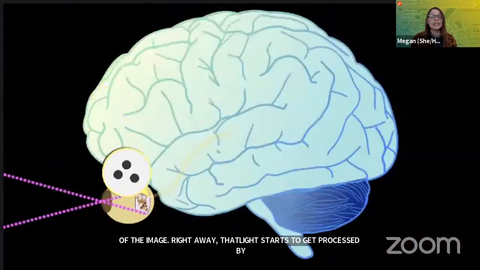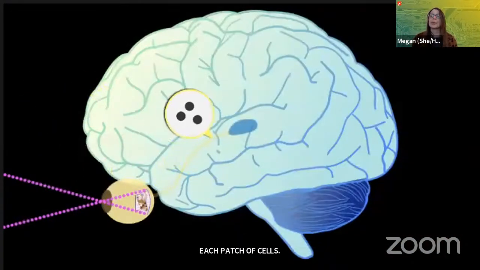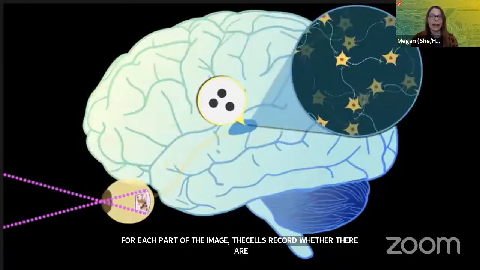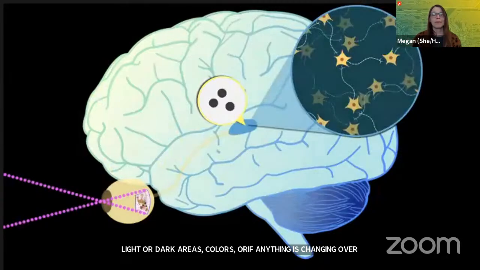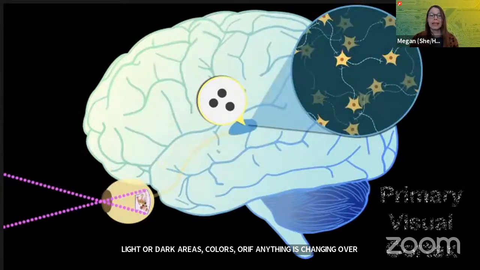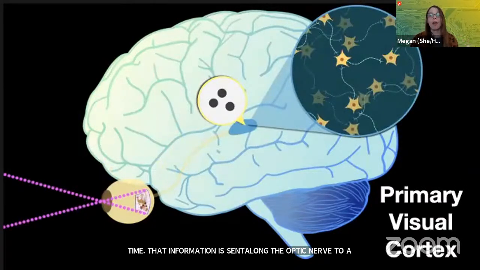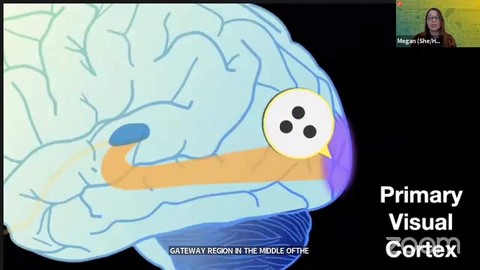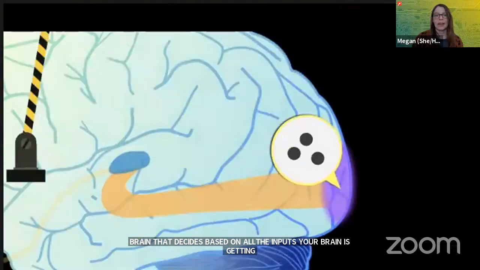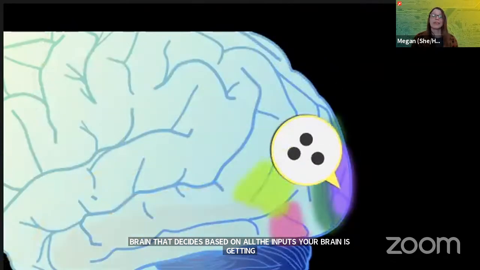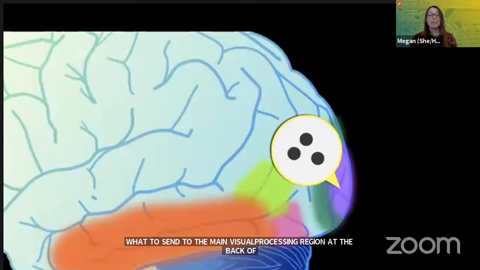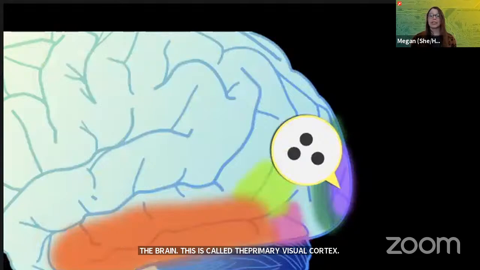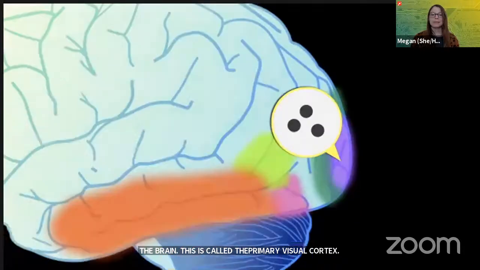And that information is then sent along the optic nerve to a gateway region in the middle of the brain that decides, based on all the inputs your brain is getting, what to send to the main visual processing region all the way at the back of the brain. And this is called the primary visual cortex. And once it arrives at the primary visual cortex, different clusters of specialized cells process the information in steps, adding new information and then passing it along.